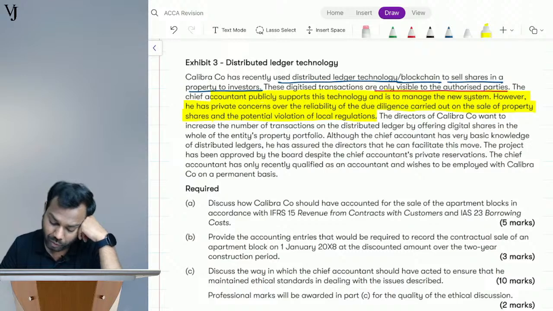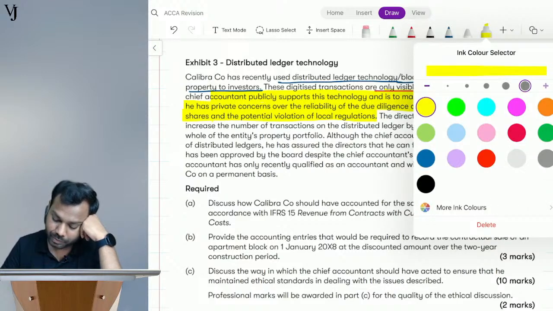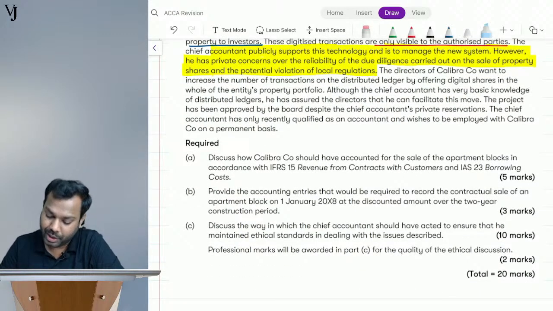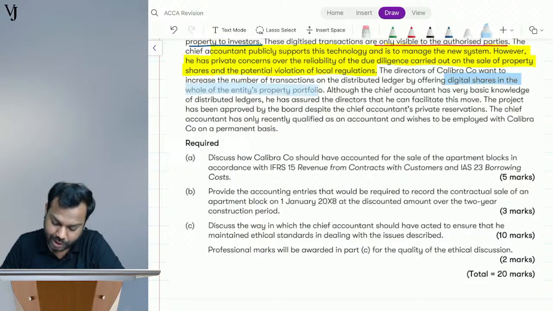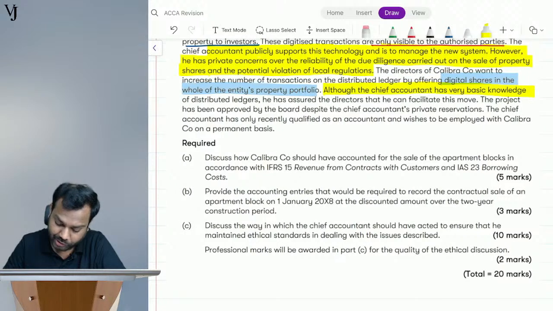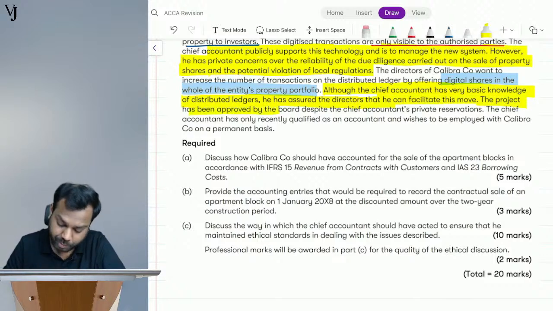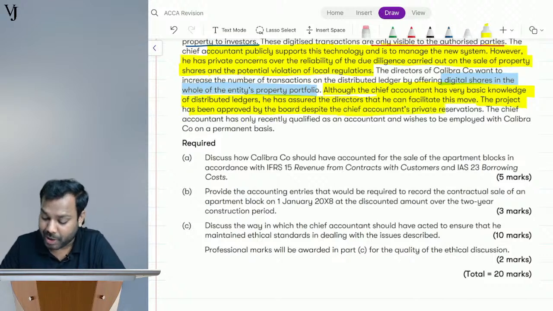The directors of Calibra want to increase the number of transactions on a distributed ledger by offering digital shares in the whole of the entity's property portfolio. Although the chief accountant has a very basic knowledge of distributed ledgers, again see here, this is again a challenge. He has assured the directors that he can facilitate this move, right? The project has been approved by the board despite the chief accountant's private reservations.